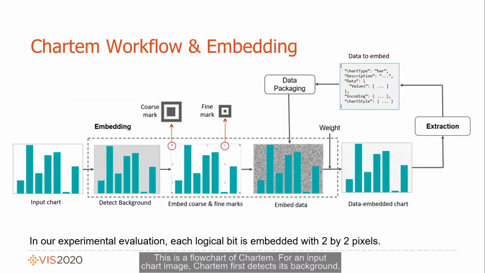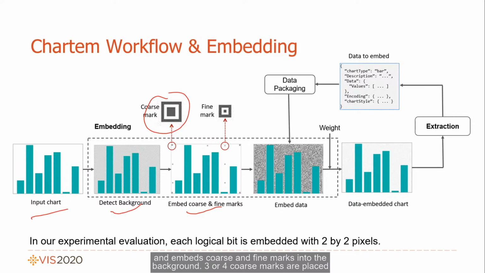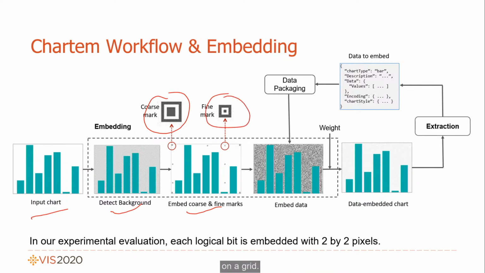This is the flowchart of Charten. For an input chart image, Charten detects its background and embeds coarse and fine marks into the background. 3 or 4 coarse marks are placed at the corners of a bounding box of embedding regions, and at least 3 fine marks are placed on a grid.